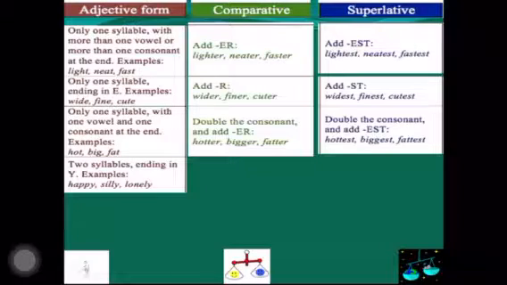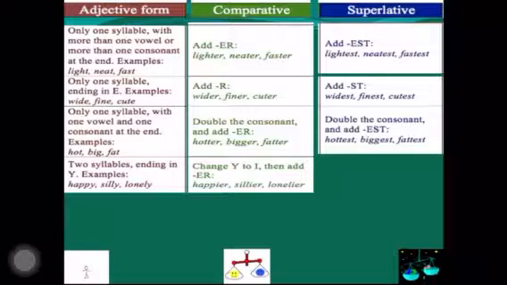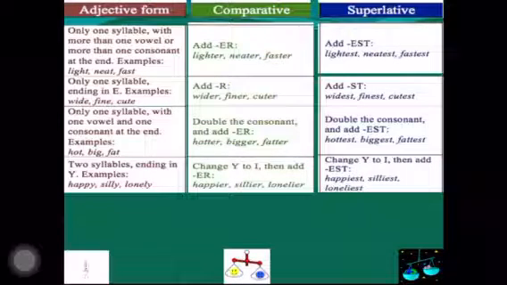Happy, it's a two-syllable adjective, but it ends in Y. Any adjective that ends in Y, and before the Y we have a consonant, you change the Y into I and then you add the ER, so it's happier, IER at the end, sillier, lonelier. And for the superlative, we change the Y into I and then we add EST.